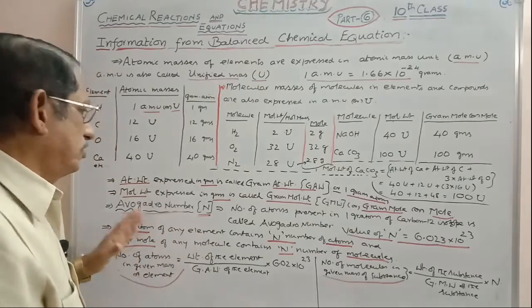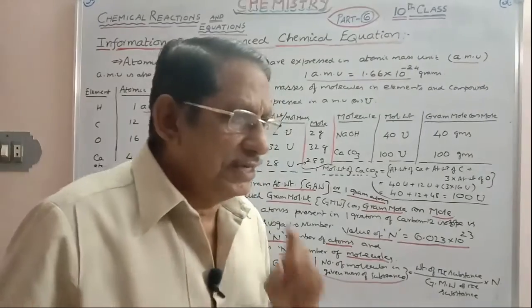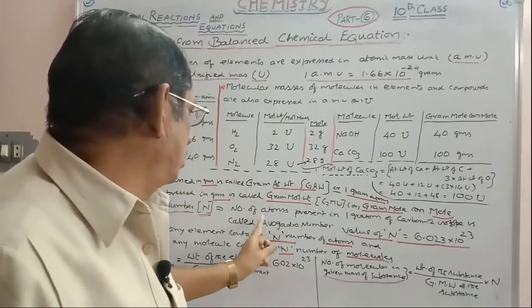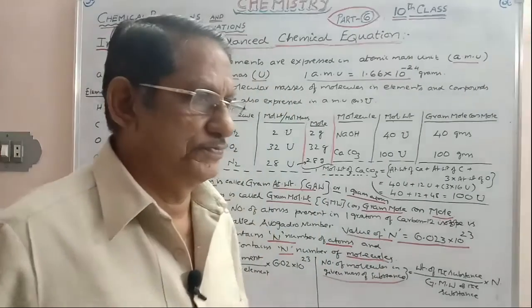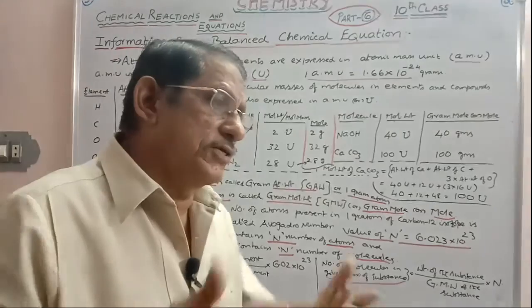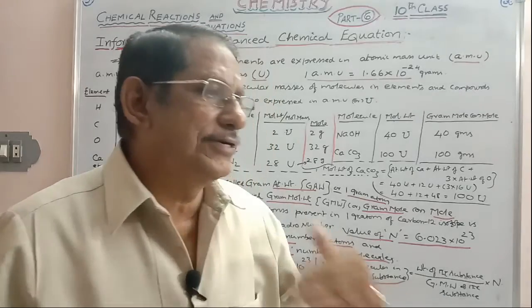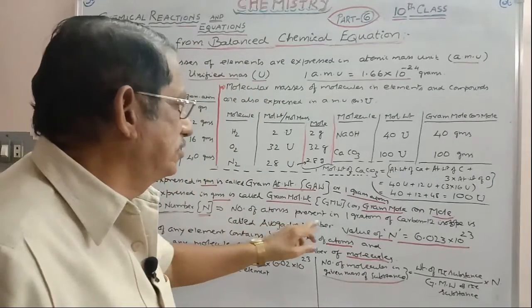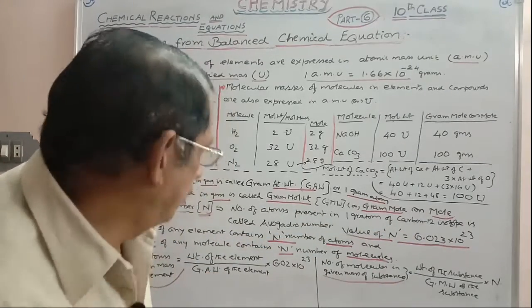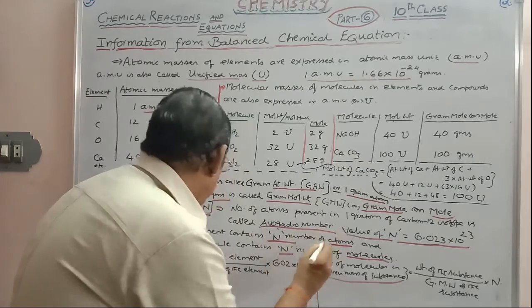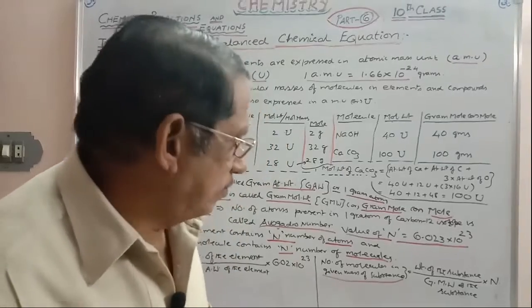What is meant by Avogadro number? Actual definition I want. For that purpose, they took the standard carbon 12 isotope. Take exactly 1 gram atom of carbon 12. 1 gram atom of carbon 12 means 12 grams of carbon. And count the number of atoms present in it. Counting is very difficult. That is why this is taken as a standard unit. So the number of atoms present in 1 gram atom of carbon 12 isotope is called Avogadro number. Avogadro number is represented by N and its value is always equal to 6.023 into 10 to the 23.